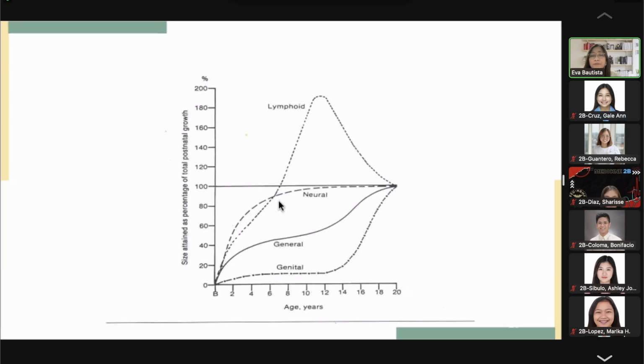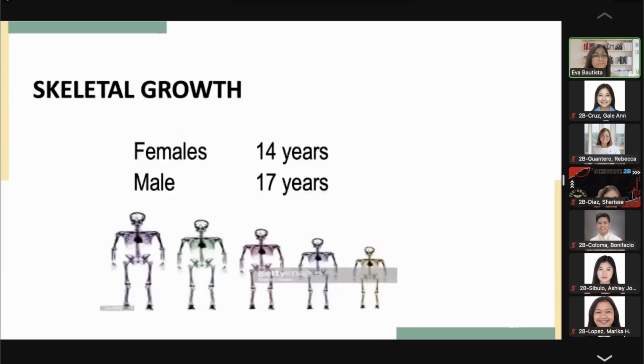The lymphoid tissues reach the adult size at around 6 years, but continue to hypertrophy and then slowly go back to the adult size. So this is the different growth rate of the different structures. Very important is the CNS during the first 2 years, during childhood the lymphoid, and during the adolescent period the genitals.